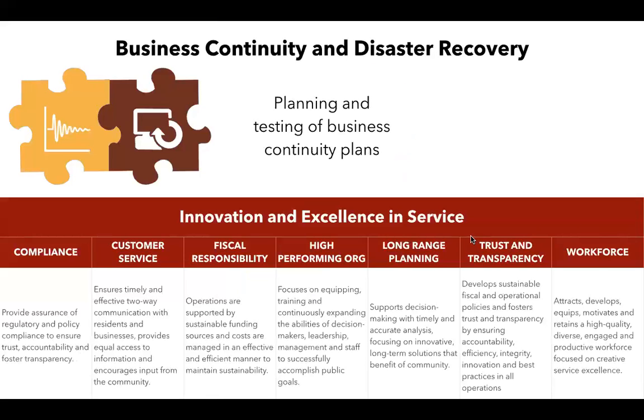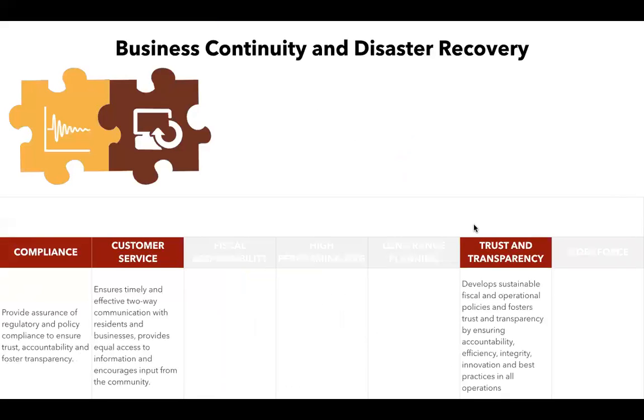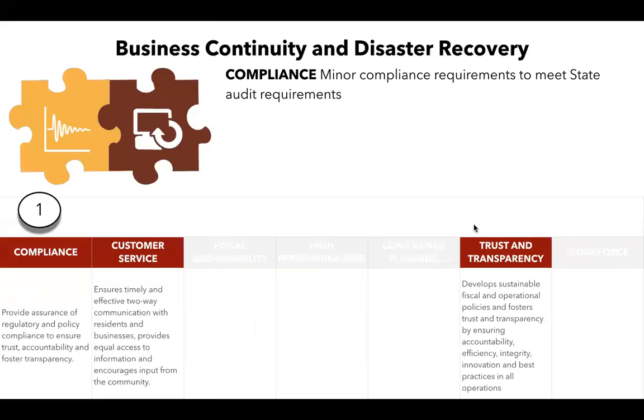As another example from the city of Duluth, their service of business continuity and disaster recovery with the description of planning and testing of business continuity plans. So this scored against their list of results across the bottom. It scored a 1 in compliance with the department comment of minor compliance requirements to meet state audit requirements.